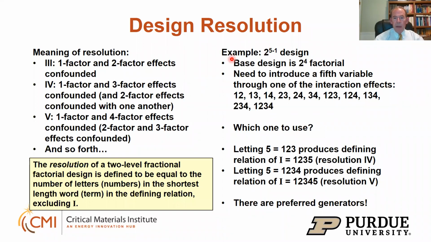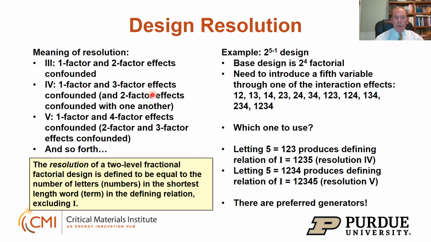If we, for example, have a 2 to the 5 minus 1 design, this just shows why it's important to think about the design resolution. If the base design is a 2 to the 4th factorial, which is the case for 2 to the 5 minus 1, I have a lot of choices in terms of how to introduce variable number 5. So base design is 2 to the 4th, and I could introduce variable 5 using any one of these columns. So I could introduce variable 5 using the 1, 2, 3 interaction. And if I do that, I get a resolution 4 design.